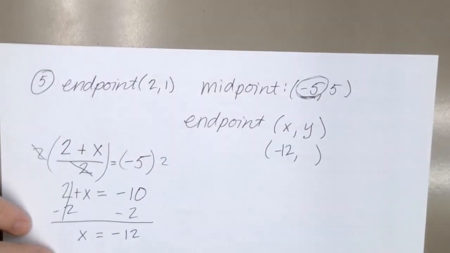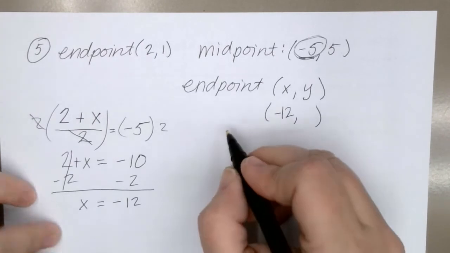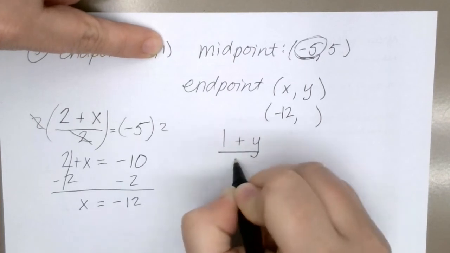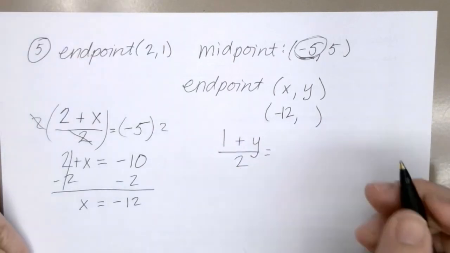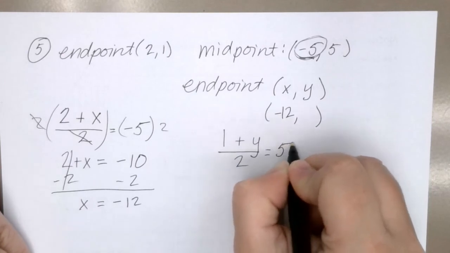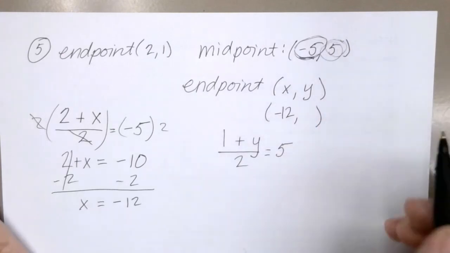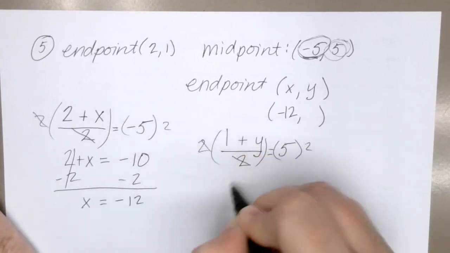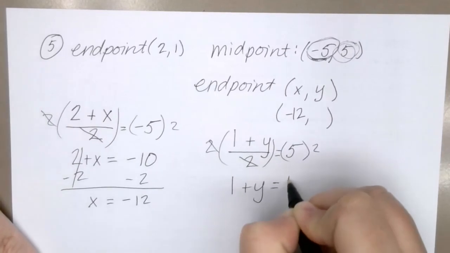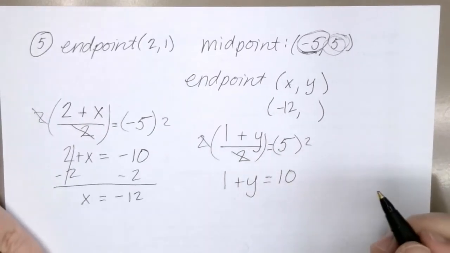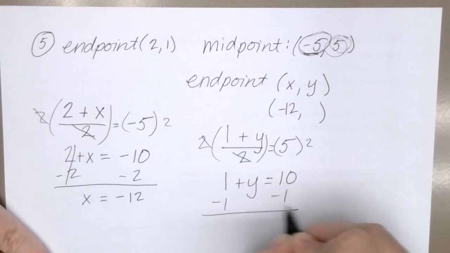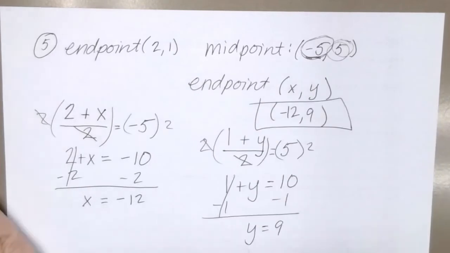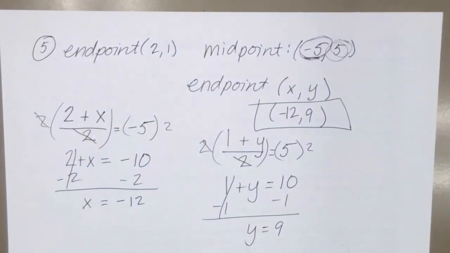How do I find that other something? Well, I know that 1 plus whatever y is, divided by 2, equals what? 5, because that was the midpoint value. I multiply by 2 and get 1 plus y is equal to 10. So what does y equal? 9. So negative 12 comma 9 is the other endpoint.